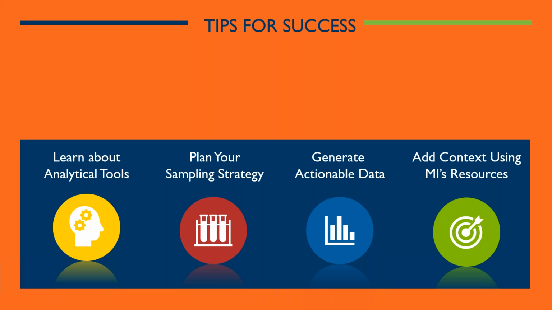So overall, our main tips for success are to learn about the analytical tools and determine which assay is best for your site, which questions you are trying to answer at your site, and then based on that, plan your sampling strategy. And as we've already seen, the sampling strategy is directly tied to the actionable data that comes from that. So you want to make sure that your sampling strategy includes the type of trends that would help you answer questions that you have now, but that can also help you answer questions that you have in the future. And then add context using Microbial Insights resources like our databases and our white papers that we have on our website, or our explanations in our reports, or more detailed comprehensive reports, for example.